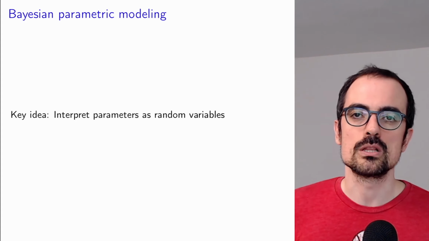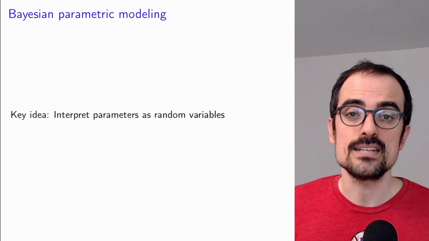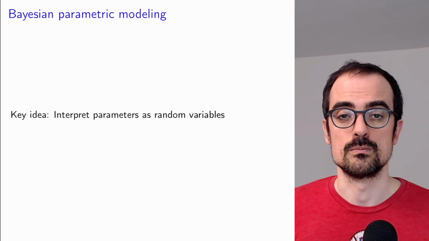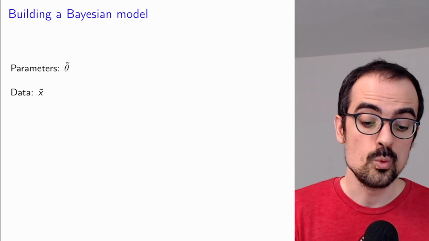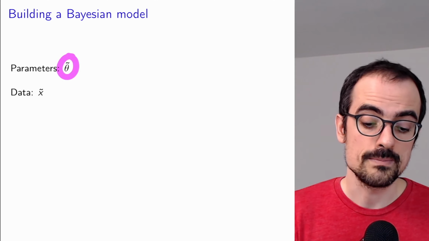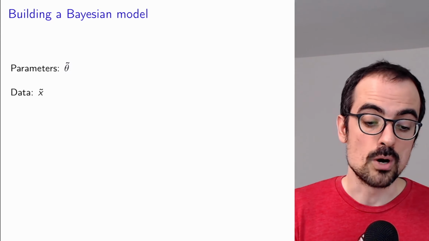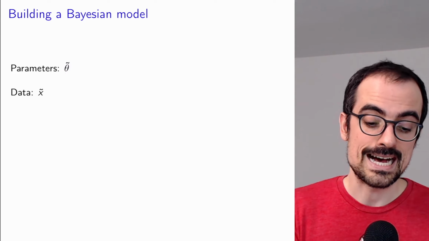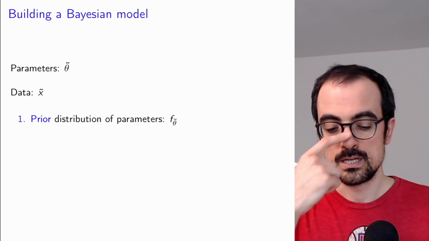Bayesian parametric modeling was developed in order to address these shortcomings, and the key idea is that we interpret the parameters as random variables. So if we want to build a parametric model, we need to determine the distribution of the parameters. The idea is that we're modeling both the parameters and the data as samples from a random variable.